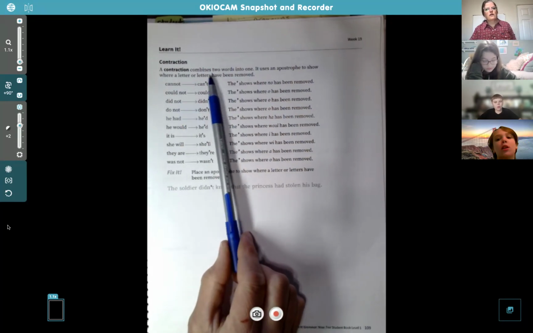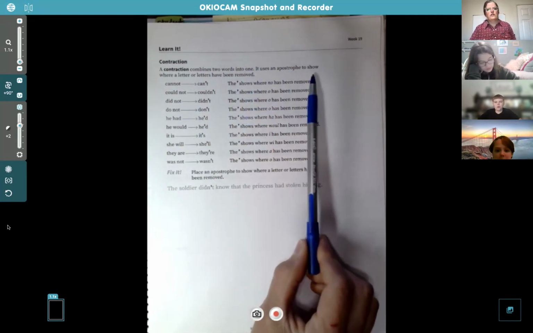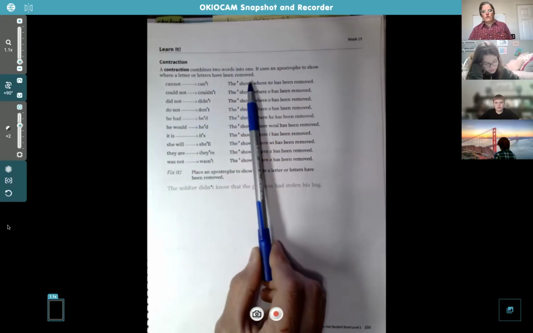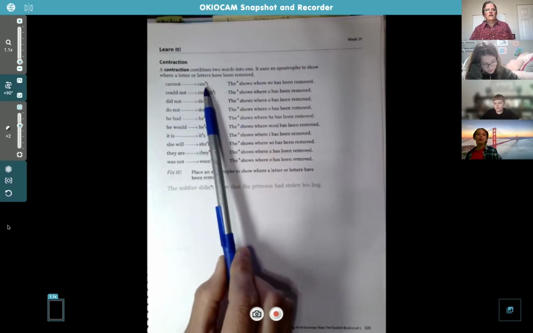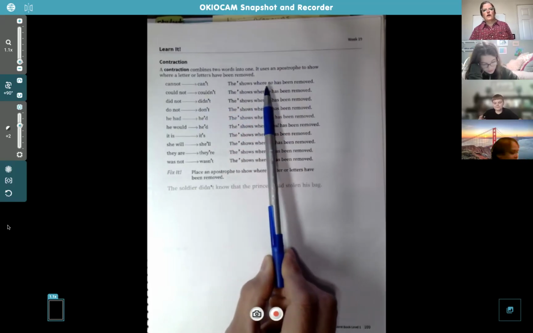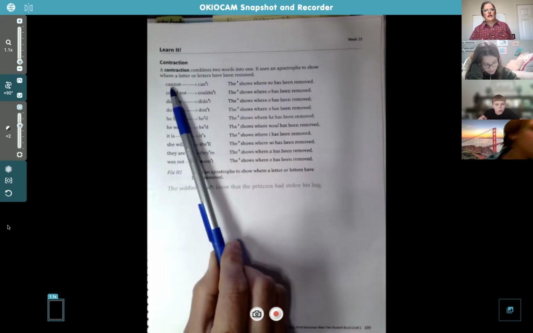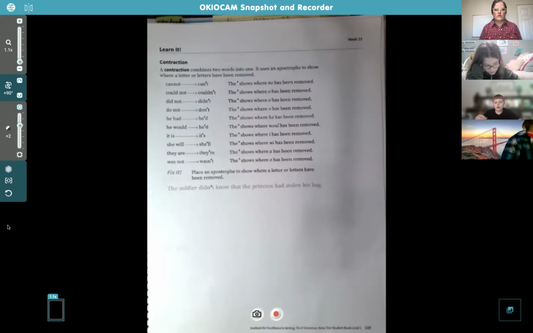But a contraction combines two words into one, and it uses an apostrophe to show where a letter or letters have been removed. So look at the first example, cannot, can't. The apostrophe there shows where NO has been removed because cannot has an extra NO right there, but they take it out and put an apostrophe. So it's just a shortened way to say these words. So this is what we're going to do.